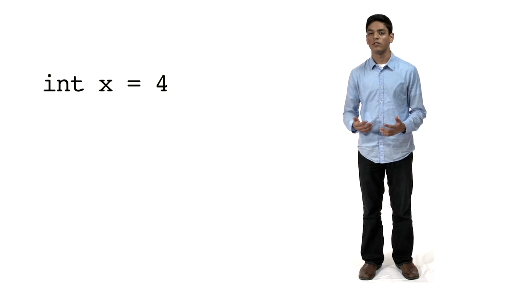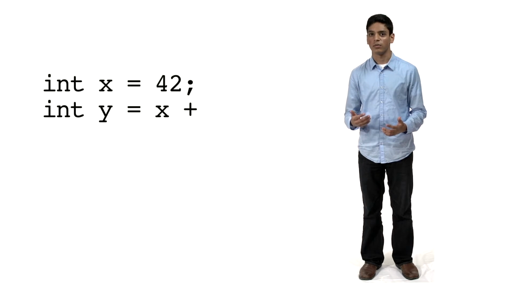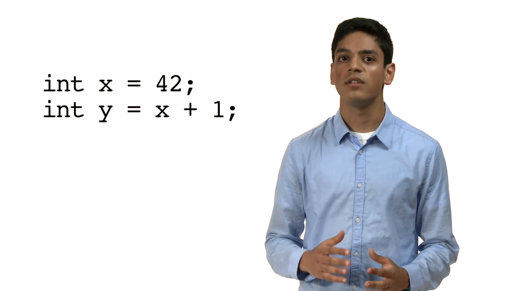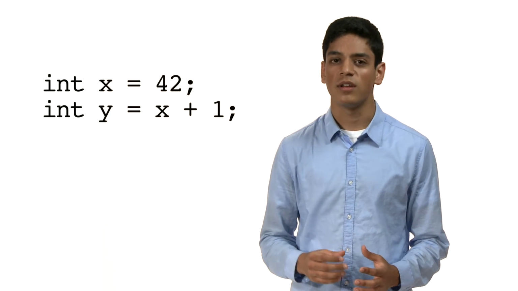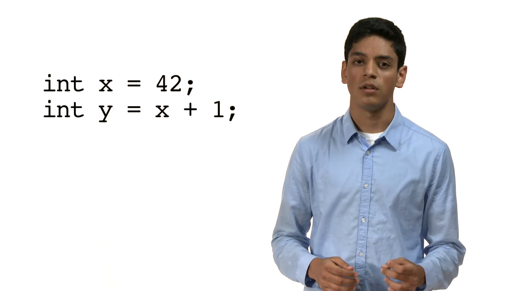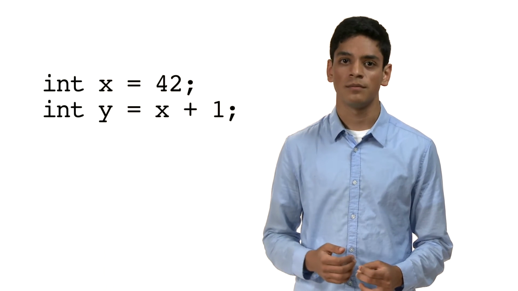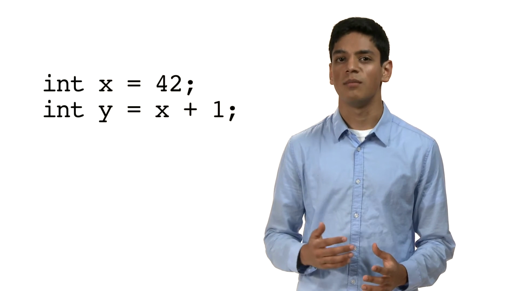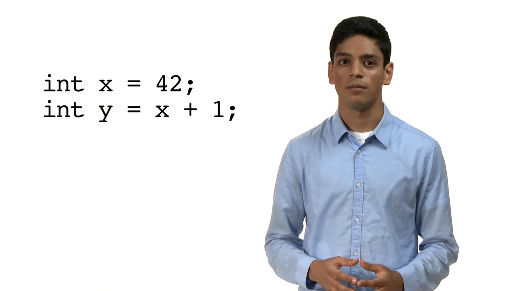It's a hassle to declare each variable in a separate line before you can assign and use it. That's why C has the following shorthand syntax. int x equals 42, int y equals x plus 1. Although this syntax is convenient, the tricky part is that each line of this code is actually doing two things, both declaring a variable and assigning a value to it. Make sure to keep this distinction in mind while using the shorthand notation.